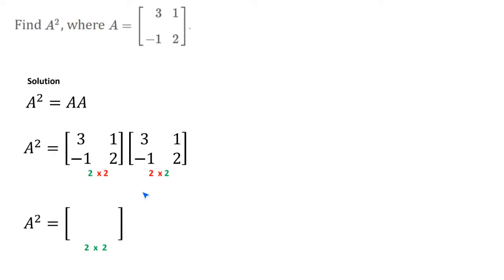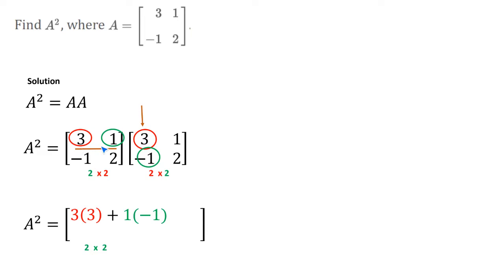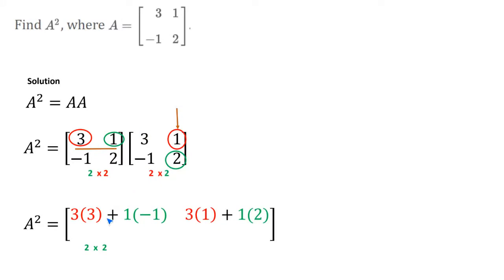So you're going to take the first row here, and you're going to take the first column. So you're going to have 3 times 3 and 1 times -1. If you add this, 3 times 3 is 9, 1 times -1 is -1, so 9 plus -1 is going to be 8. That's going to be your first number here.